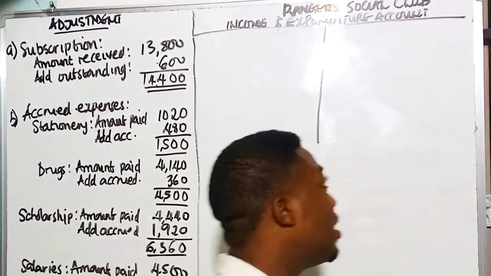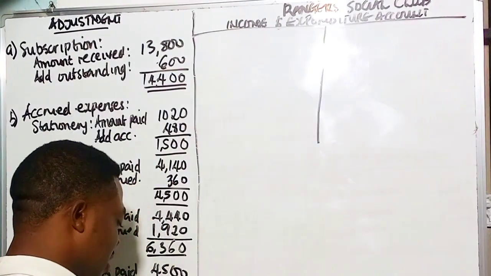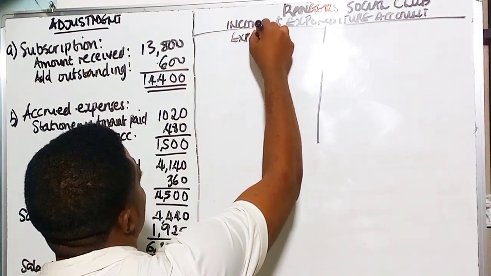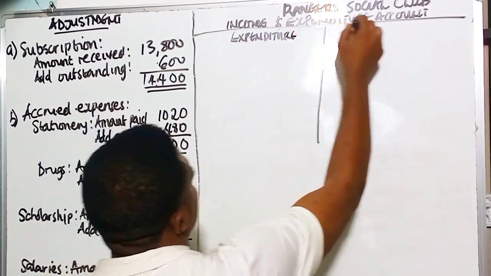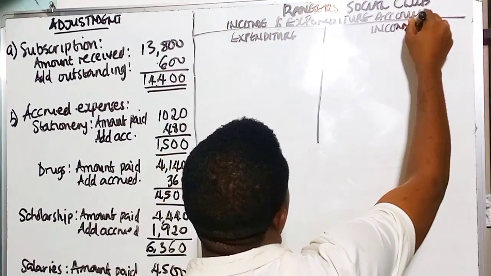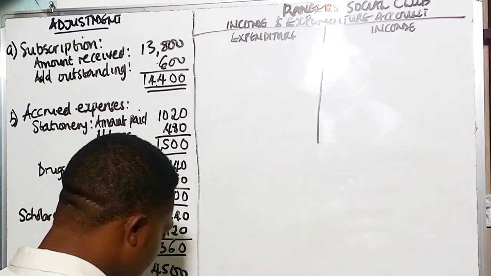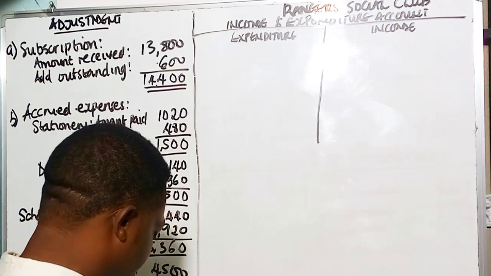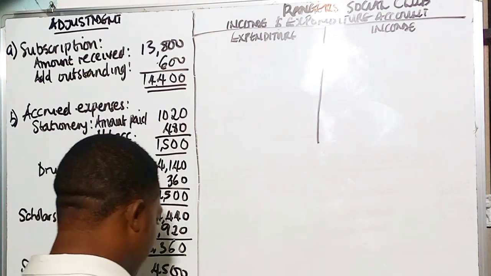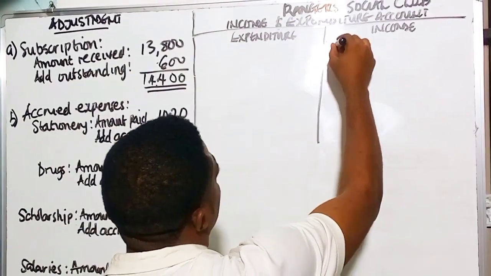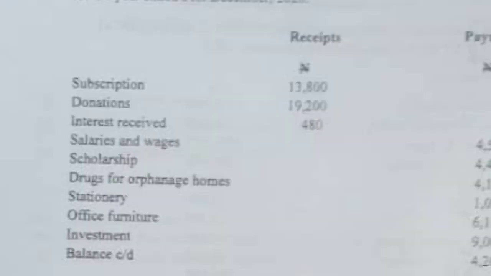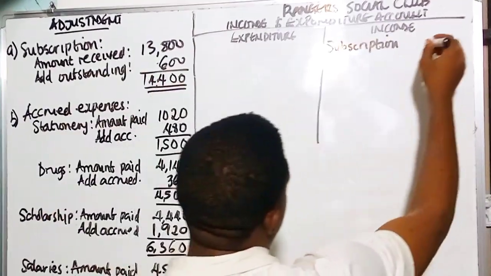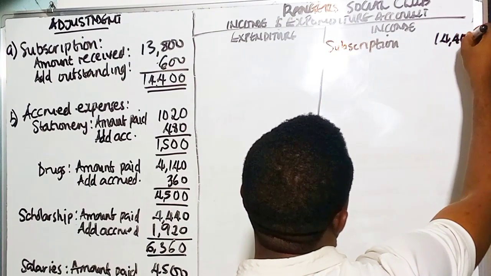Okay, so now let's prepare the income and expenditure account. We've done income and expenditure from scratch, please check our channel. So we have expenditure here, and this is the income. From the top, our subscription: we have done the adjustment for it, so it is 14,400. Subscription is an income to the club.